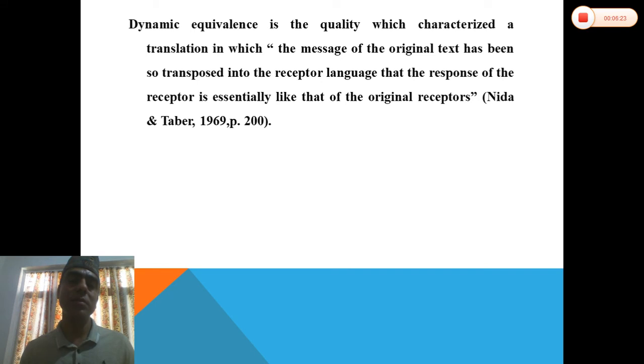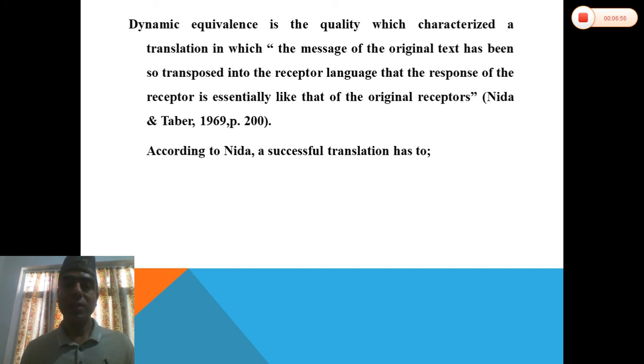Another element to make the translation equivalence is the response. The response by the source language reader, the source text reader, and the targeted text language reader should be the same according to Nida. Only then we can say the translation is very good according to Nida. Response should be the same from both readers.